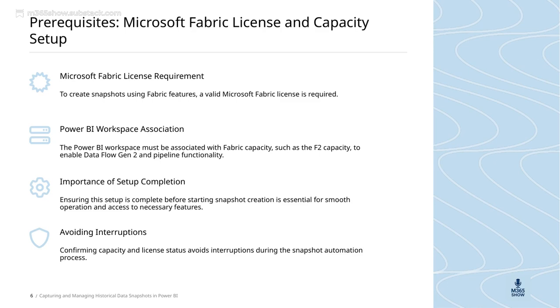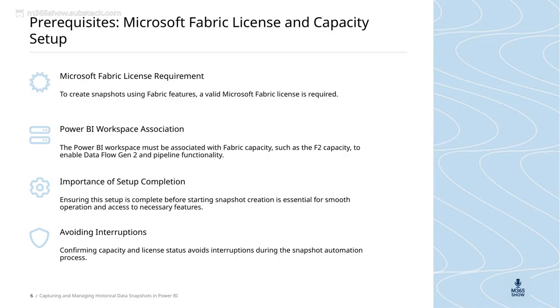This way, everything runs smoothly and efficiently. Another critical point is that your Power BI workspace must be associated with a Fabric capacity, like the F2 capacity. This association enables important features such as Dataflow Gen 2 and pipelines, which are vital for managing data effectively.